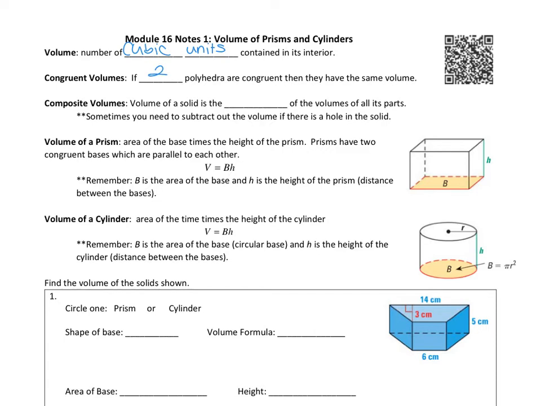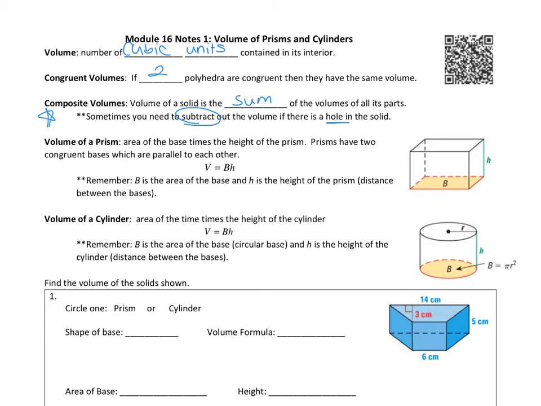So sometimes that's going to come up. For composite figures, make sure you put a little star by that, if we have two shapes that are connected together, then we're going to find the volumes and add them together. If there's a hole in our solid, then we're going to need to subtract out the volume of the piece that's missing. So sometimes that will show up as well.